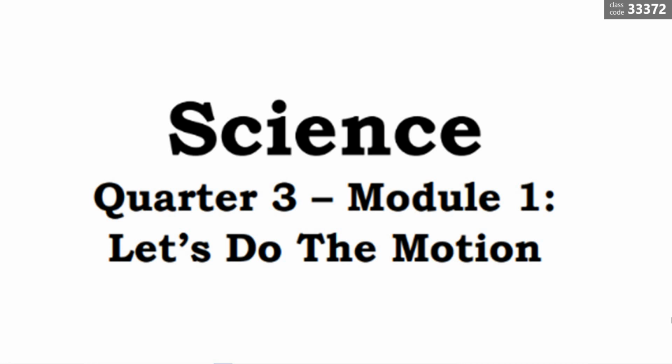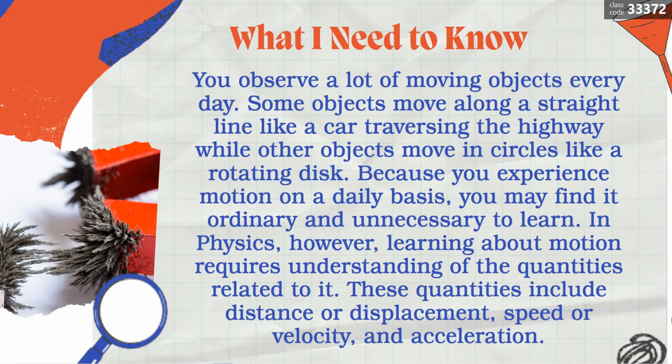So let's proceed. This module is entitled Let's Do the Motion, Module 1 of the third quarter. What I need to know. You observe a lot of moving objects every day. Some objects move along a straight line, like a car traversing the highway, while other objects move in circles, like a rotating disc. Because you experience motion on a daily basis, you may find it ordinary and unnecessary to learn.